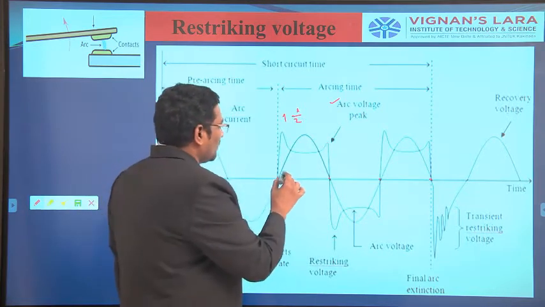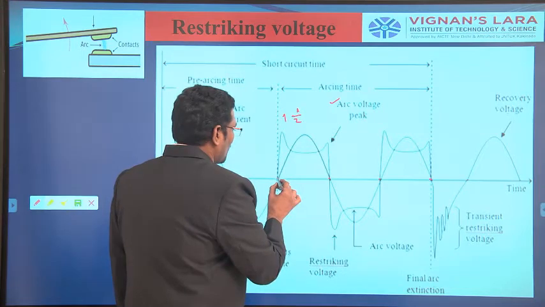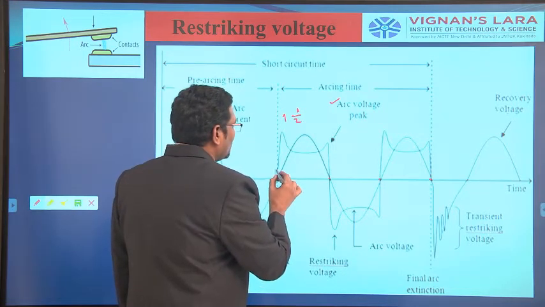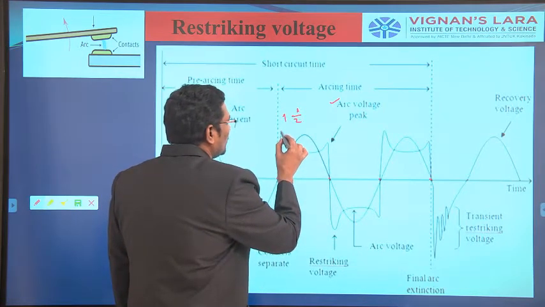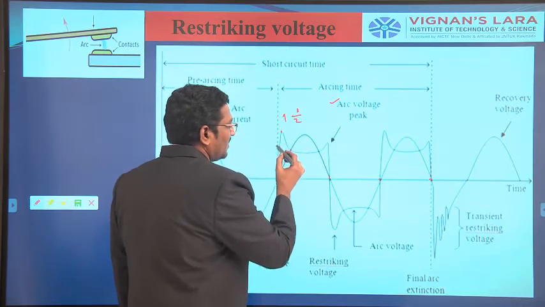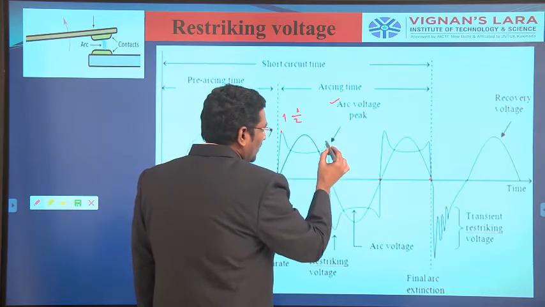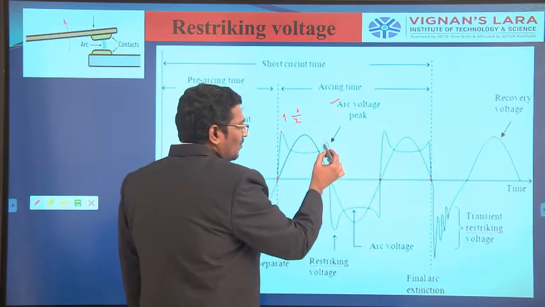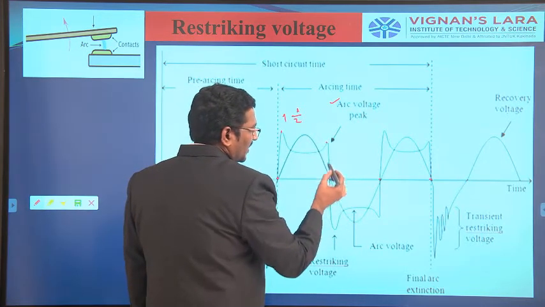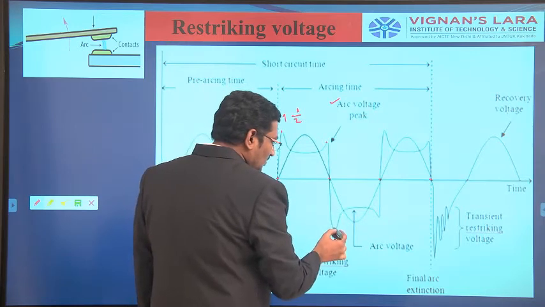Suppose this is a current zero. At the current zero, if you see the voltage, this is the peak voltage, the maximum voltage. Similarly, at this current zero, if you see the voltage, that is the restriking voltage. And again, this is also a restriking voltage.